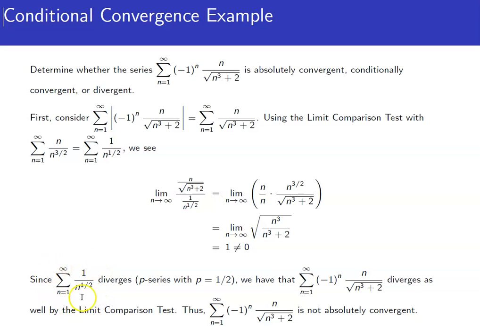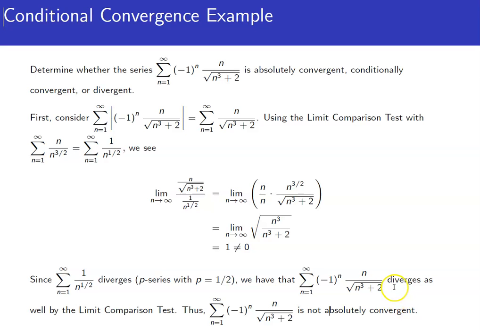The p-series we're comparing to diverges, and the way we can tell is that the power on the n is 1/2 in the denominator, and 1/2 is less than 1. Since this series diverges, the series without the alternating piece, this should just say the series n over the square root of n cubed plus 2. We should not have this negative 1 to the n in here. Sorry about that. That series diverges as well by the limit comparison test. So the original series is not absolutely convergent.